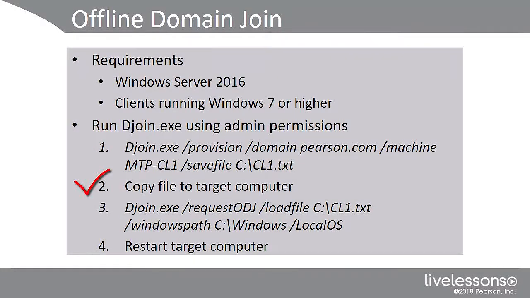We're going to copy that file from the DC to the target computer, and then on the client machine, you're going to use djoin.exe again, /requestodj, /loadfile, and specify the location of that txt file that contains that configuration information, and then /windowspath, and then the system root. In this case here is /Windows, and then you'll end this command with /localos for the local operating system. After that completes, you're going to restart that computer, and that client becomes part of the domain using the configuration file instead of actually connecting to the domain controller during the actual join to a domain.